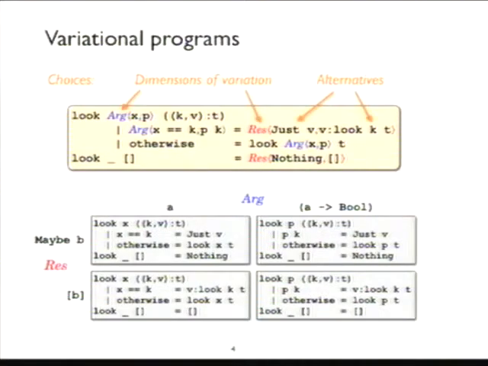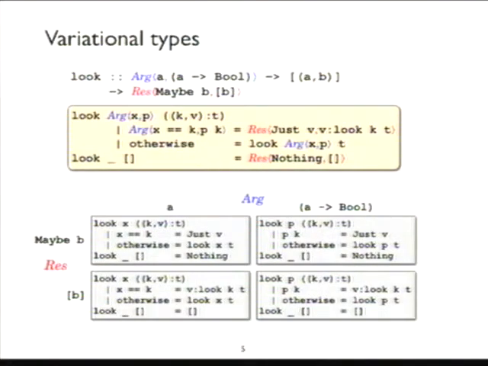We can reuse this choice notation also at the type level. So here's a Haskell-ish looking type. I left out the class constraint here, the Eq constraint. But here we have our variational type that corresponds to our variational program. But the problem is there's a type error in our variational program right there. When we choose the right alternative of the arg dimension, we need to pass a predicate here, but K has the type A. So this is a type error.